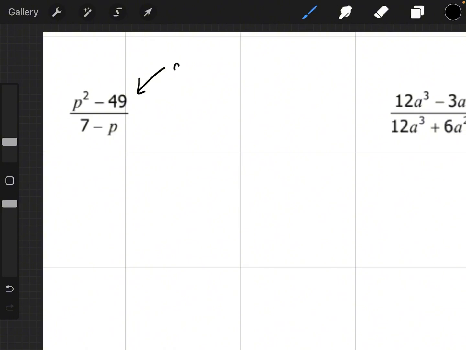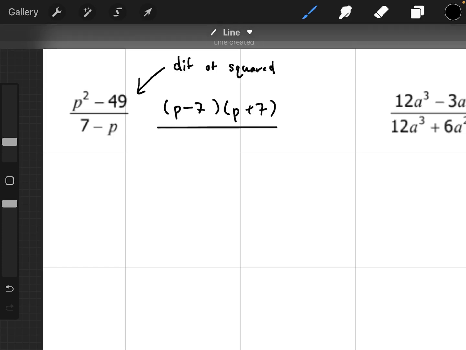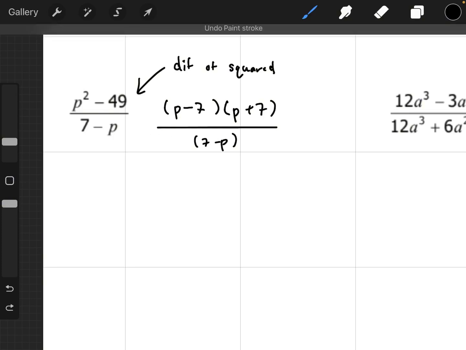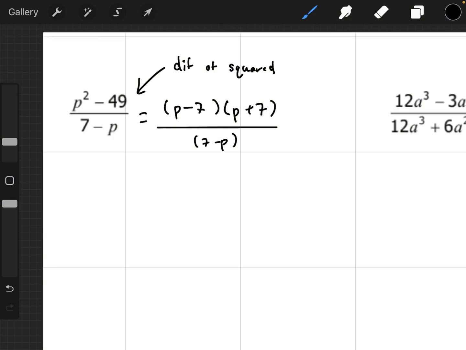So we can see that this is a difference of squares. Which we know can simplify to p minus 7 times p plus 7. Then we're going to write this over 7 minus p, which is just this denominator. We're going to move it over here.